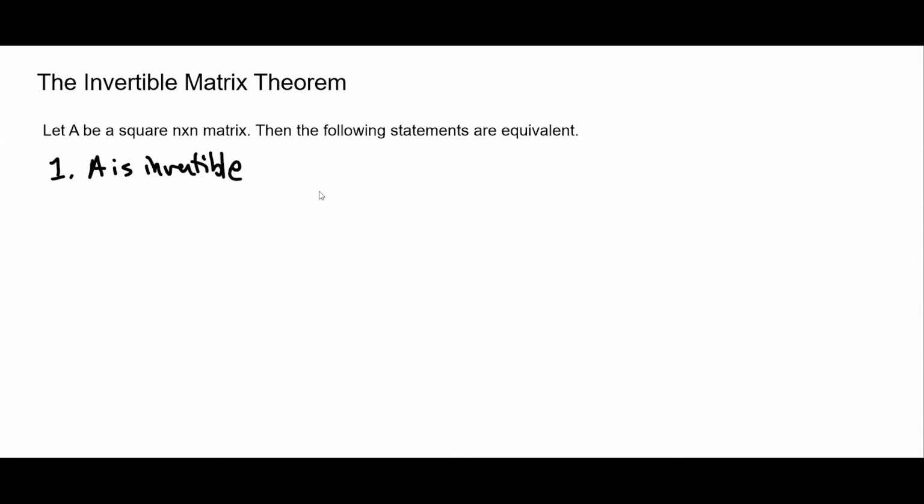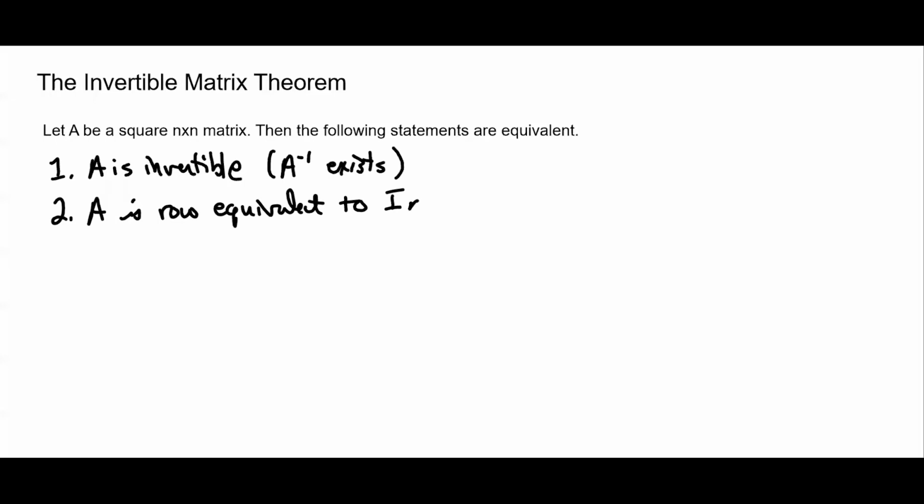If A is invertible, that means A inverse exists. So if A is invertible, that means A is row equivalent to the identity matrix of the same size, right? So in our previous video, we saw that if we row reduced A augmented with I and we got I on the left, that meant that we got an inverse, and that inverse was the matrix on the right. So if A is invertible, then A is row equivalent to I.